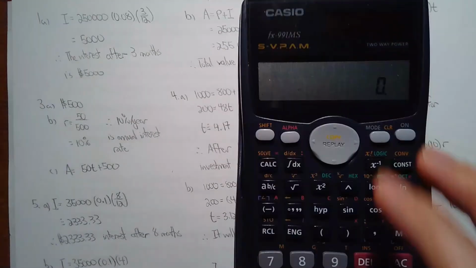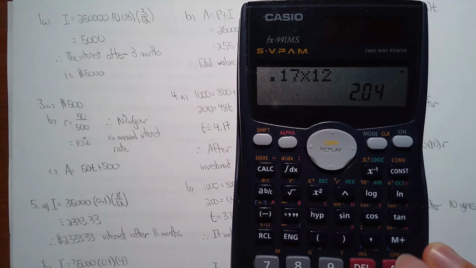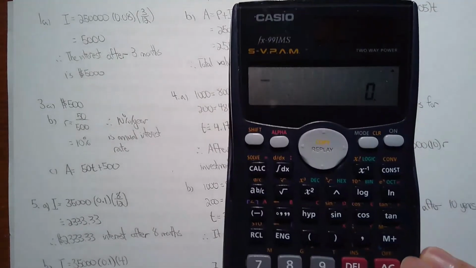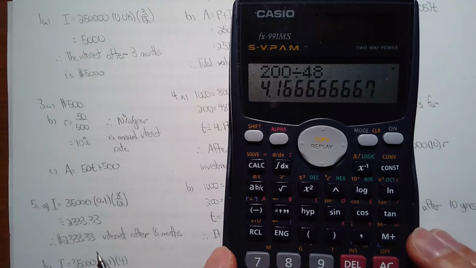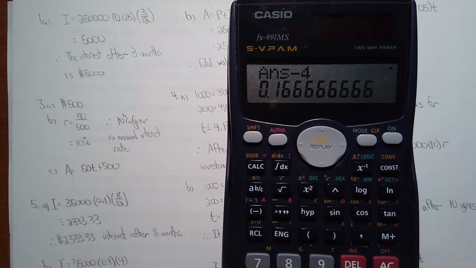So let's see, 0.17 times 12. That's 2.04. You know, let's double check. 200 divided by 48. Okay, it's 4.167. So times 12. Okay, so perfect. 2. So you don't have to round anything.